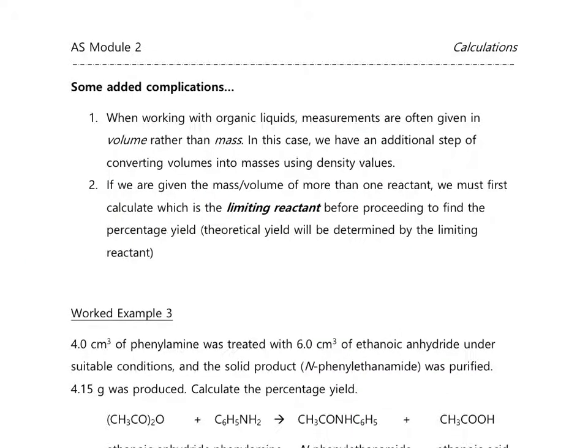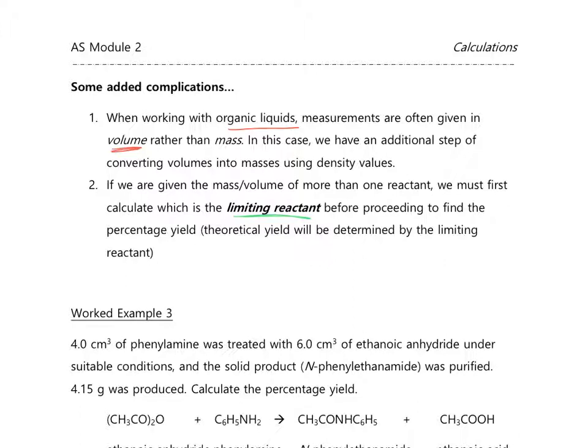The next example we'll look at together, worked example 3, just includes some added complications. One which you will already have tried in that last exercise, the idea of working out the limiting reactant before then bringing that over to the number of moles of your product and working out your theoretical yield. So we'll do that in the next example, and we'll also look at this first complication, and that sometimes when we're working with organic liquids, we're given the volume rather than mass.